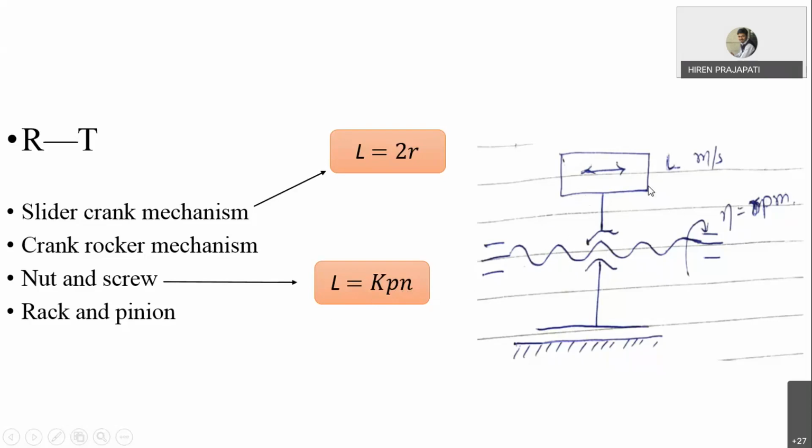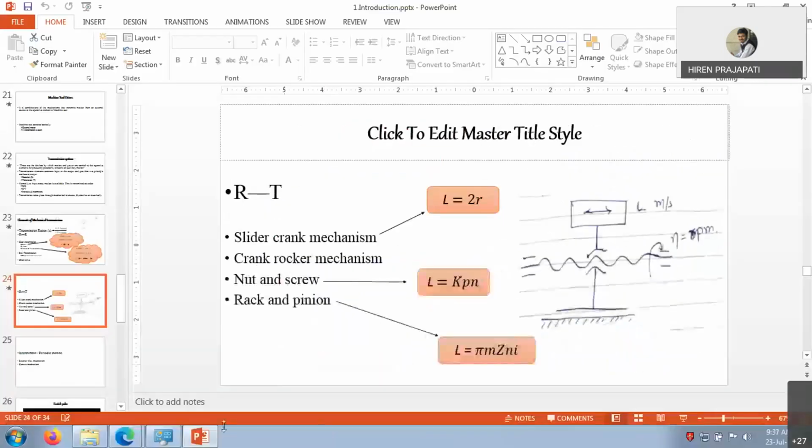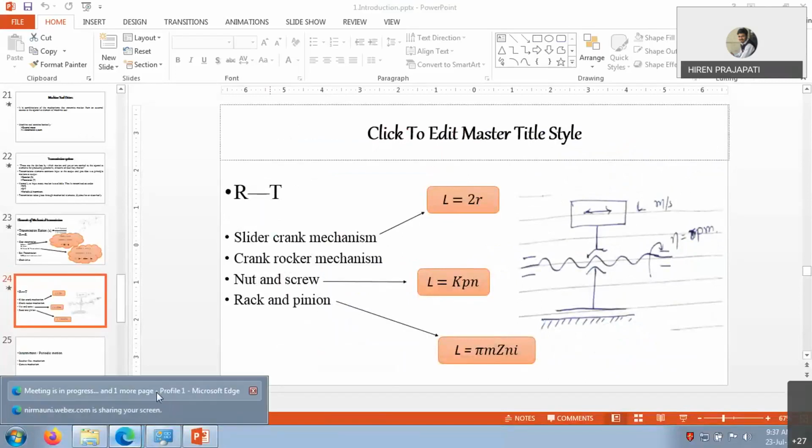Speed is the longitudinal speed of the carriage. Yes, sir. And k stands for again, sir, sorry, the number of starts.